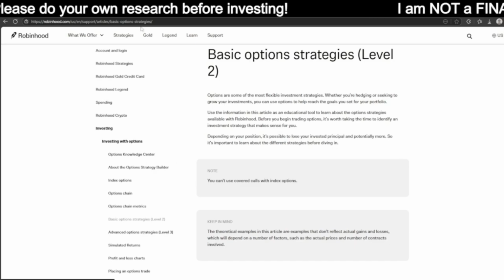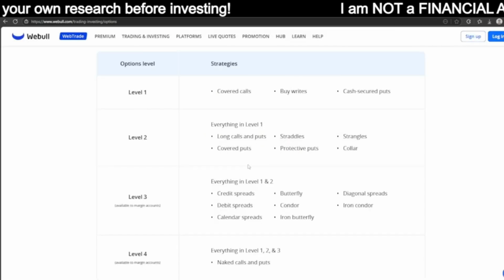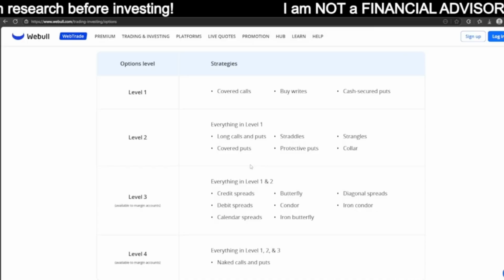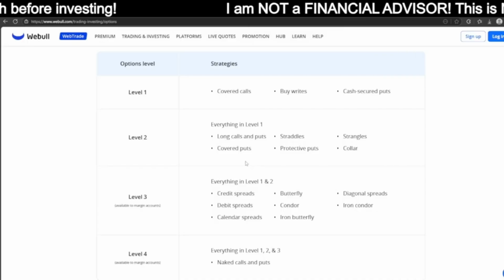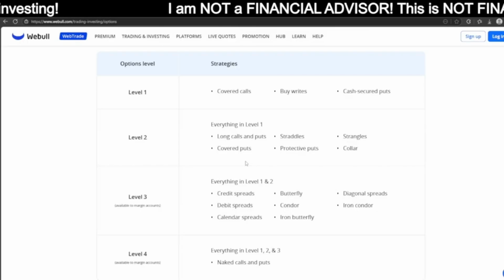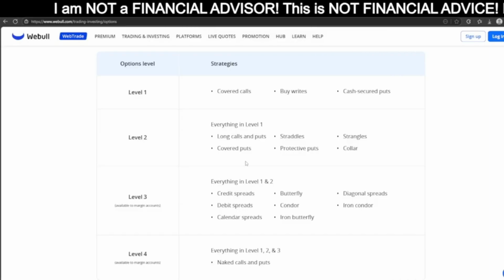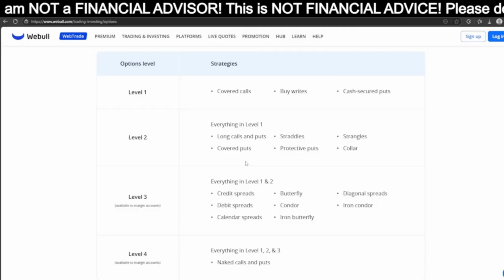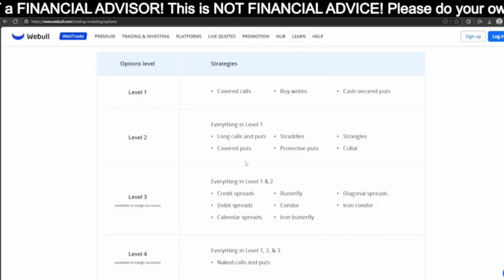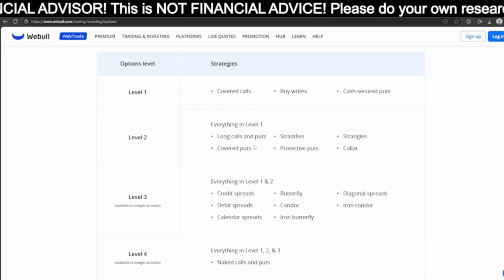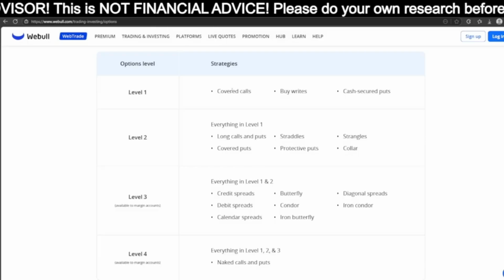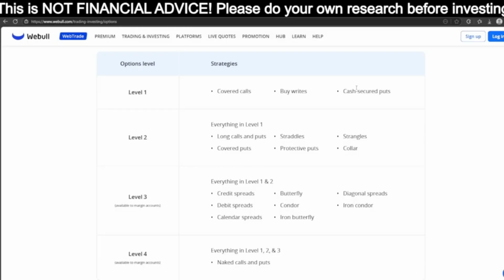Level 2 and level 3 on Webull are the ones where you do see a little bit more of an advanced strategy, and you can make a lot of money from it, but you've got to be very careful and knowledgeable as to what you're doing. So we're focusing on the basics for today, and we're going to kind of just explain the options chain universe, how it works, and the 4 major things we're covering today are going to be covered calls, cash secured puts.